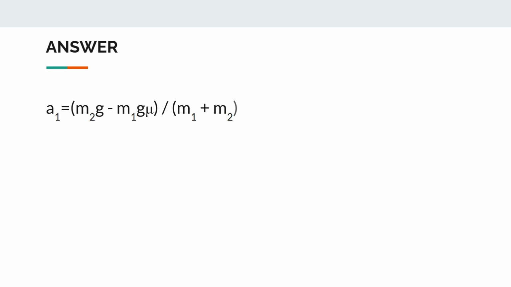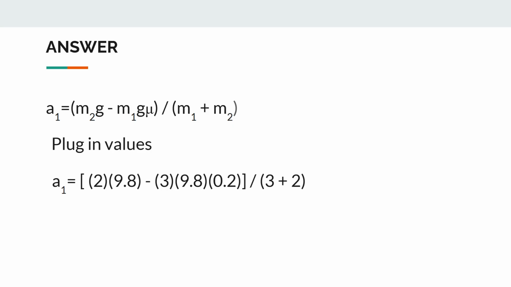And from there, we can find our answer by simply plugging the values into that equation. So we get A1 equals 2 times 9.8 minus 3 times 9.8 times 0.2, and all of that divided by 3 plus 2, and we get 2.7.